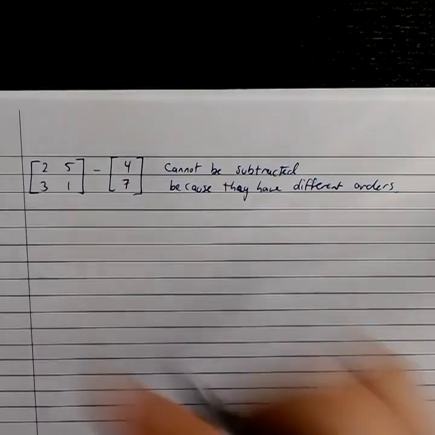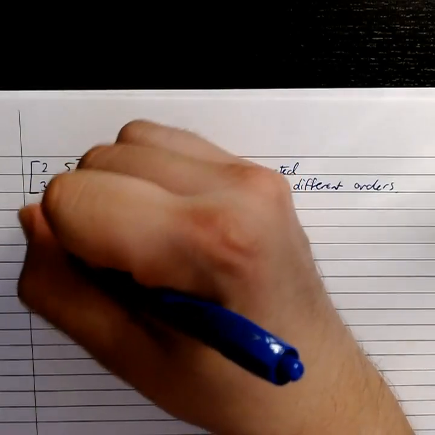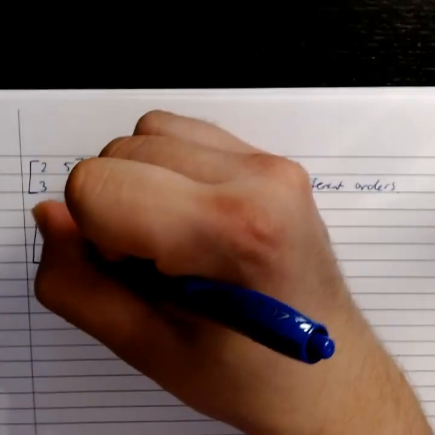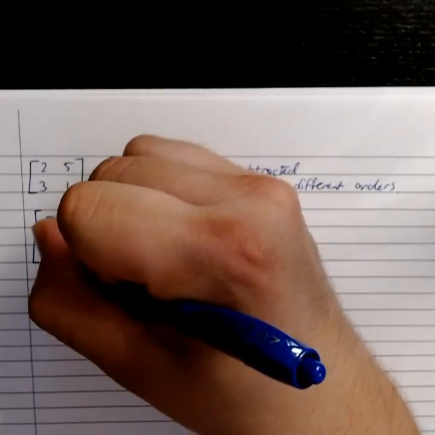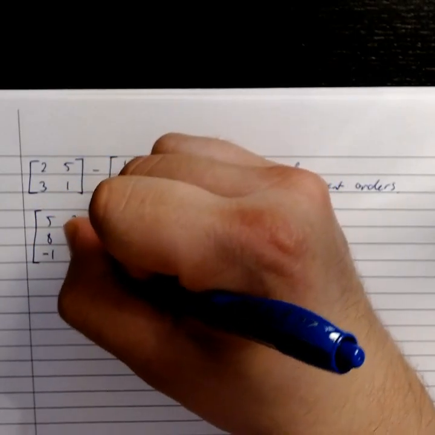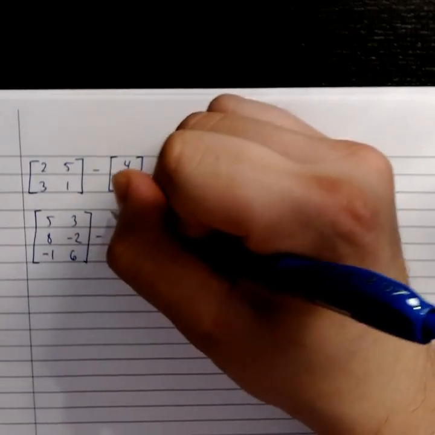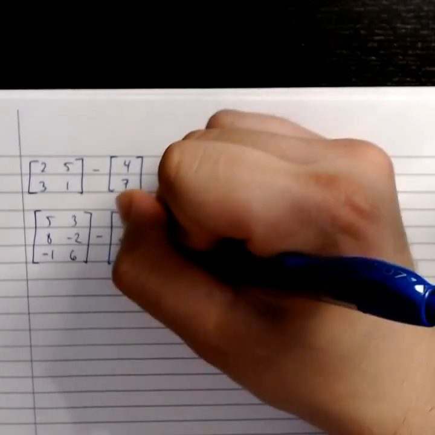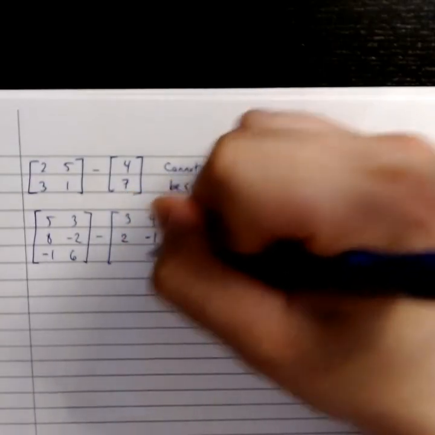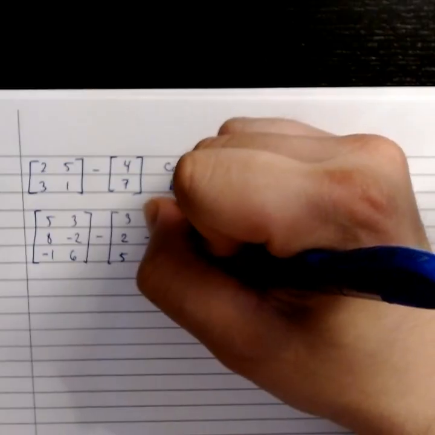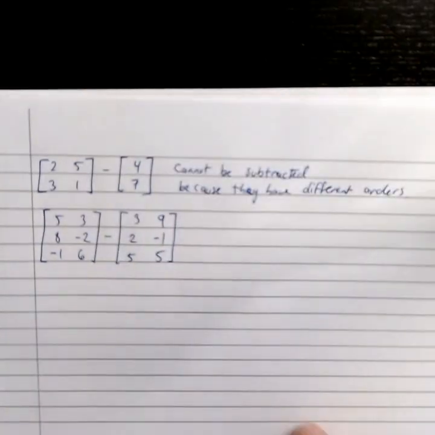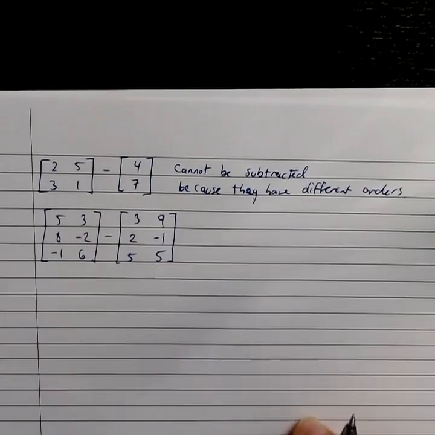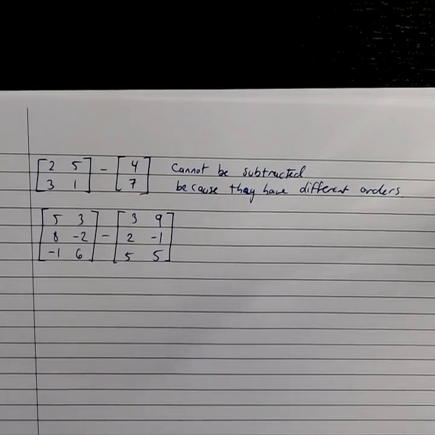All right. Okay, so now let's do one that's not a trick question. Here's a matrix 5, 3, 8, negative 2, negative 1, 6. From that, go ahead and subtract the matrix 3, 9, 2, negative 1, 5, and 5. So go ahead and pause the video and try that one. And once you get an answer, go ahead and unpause and we'll go through it together.